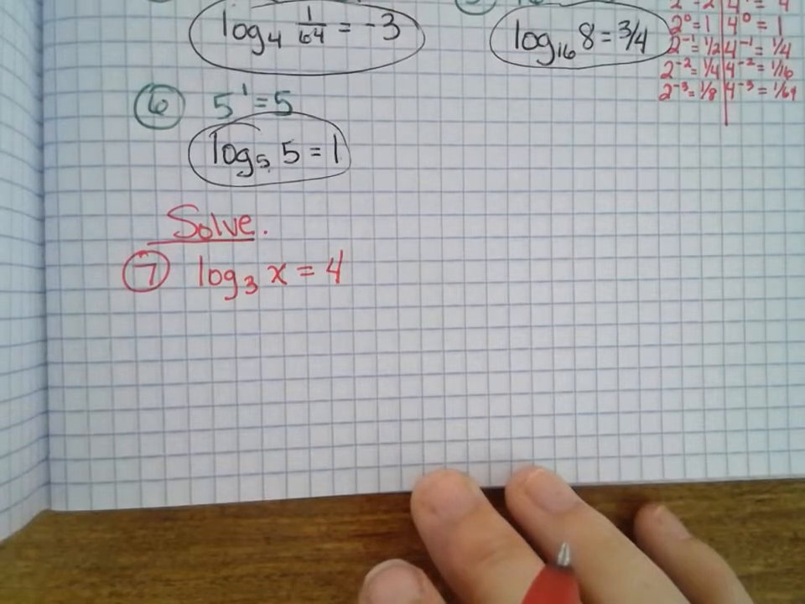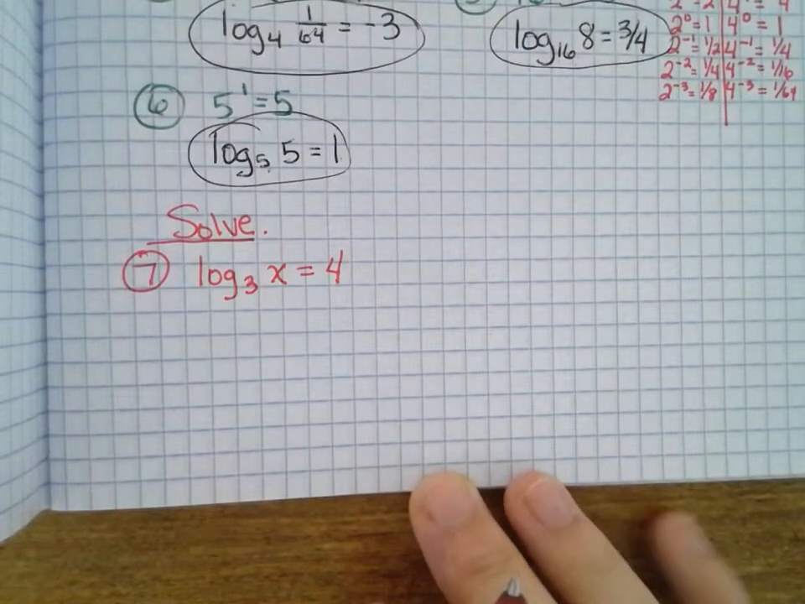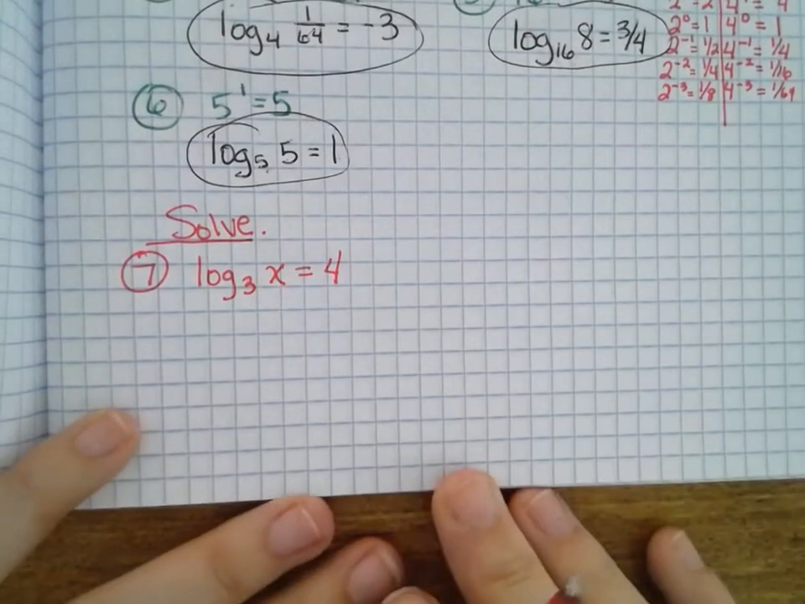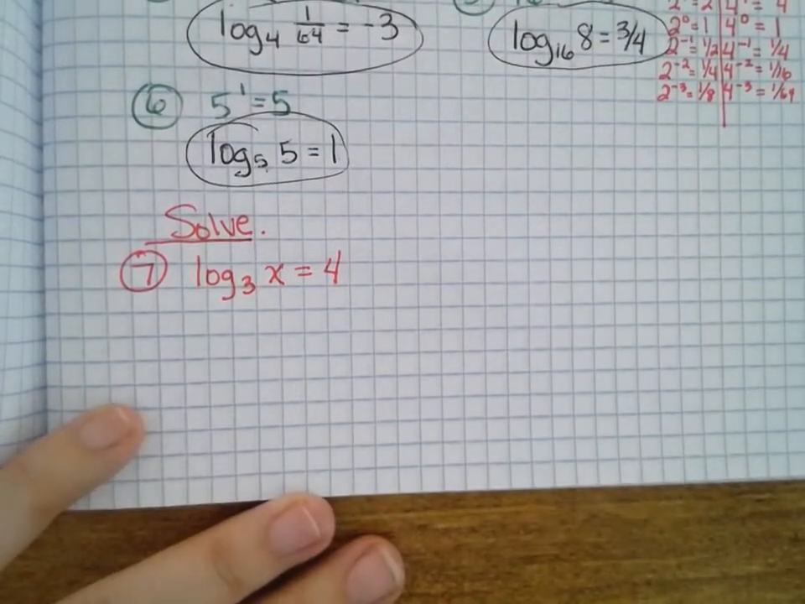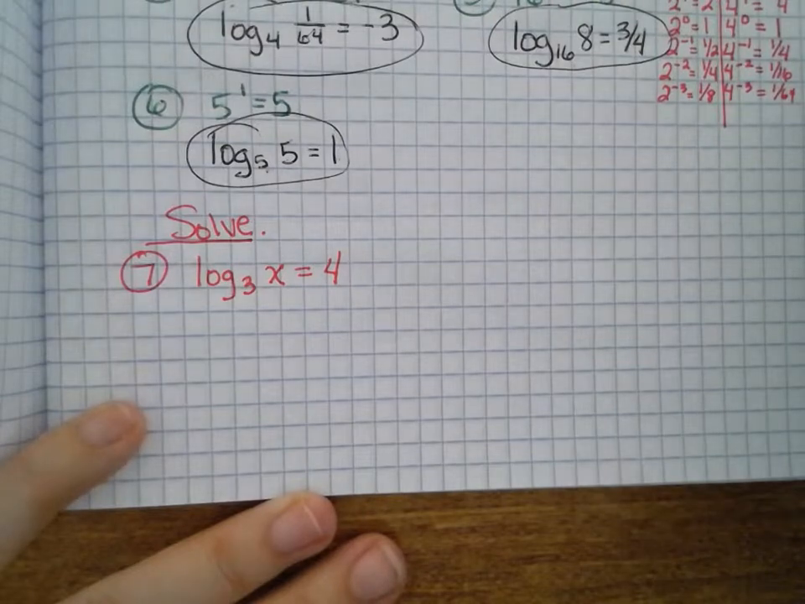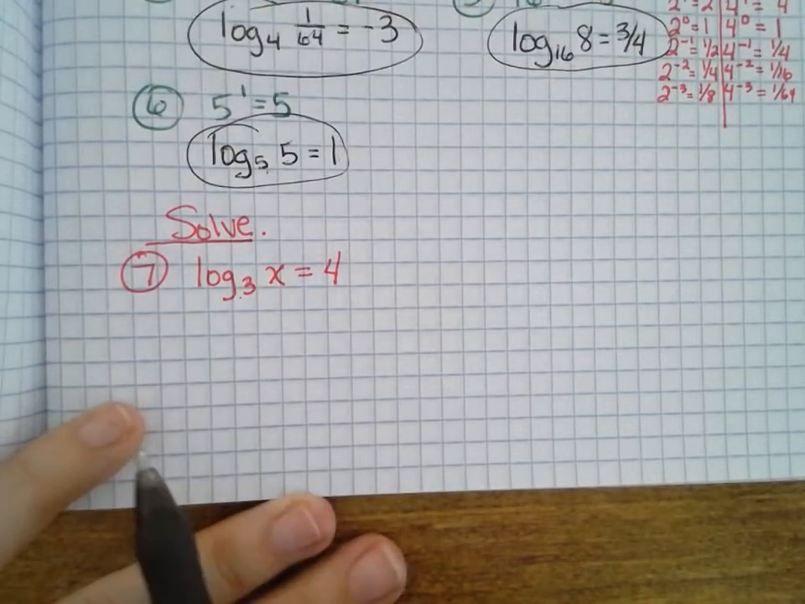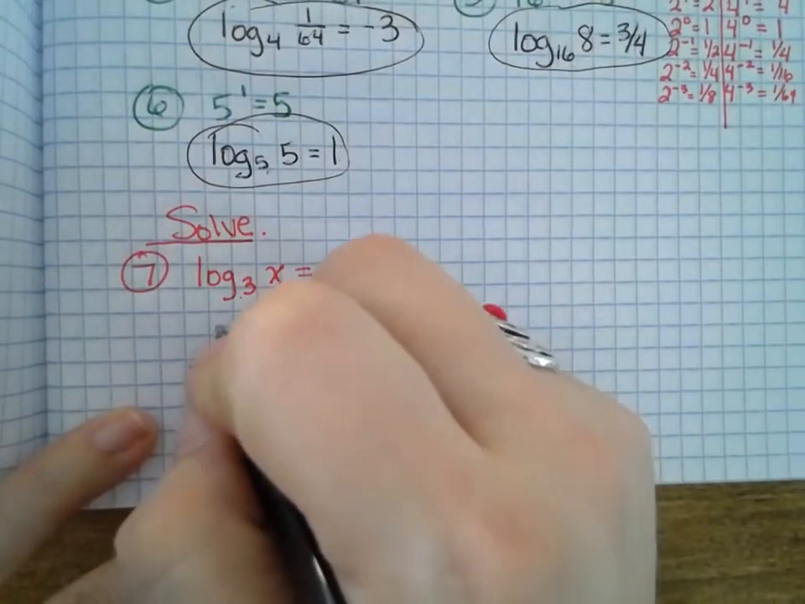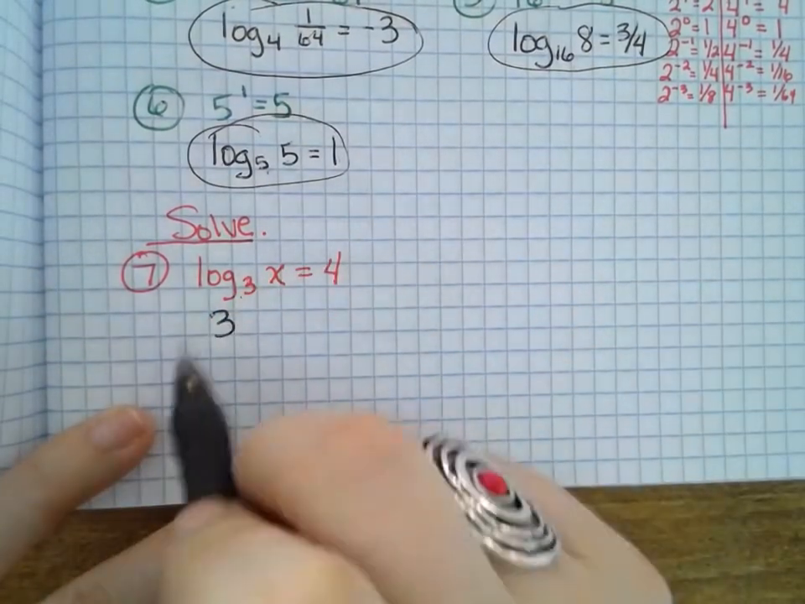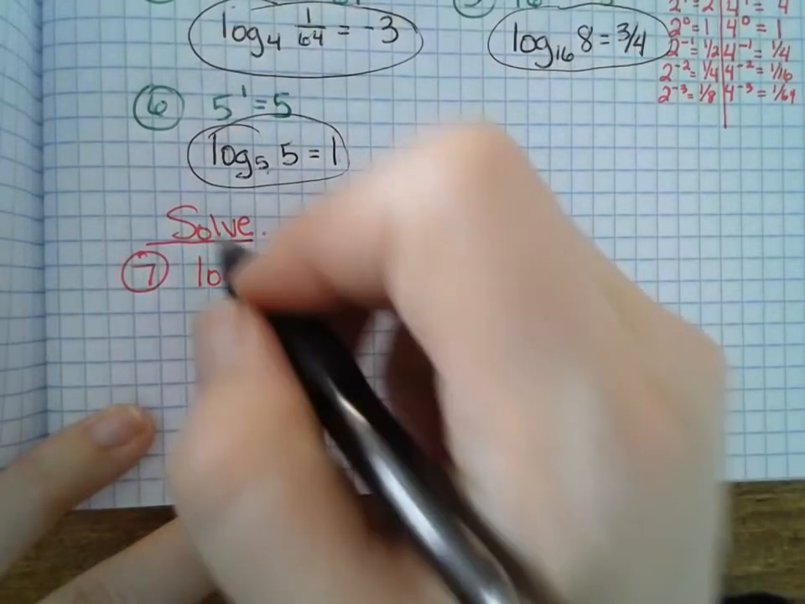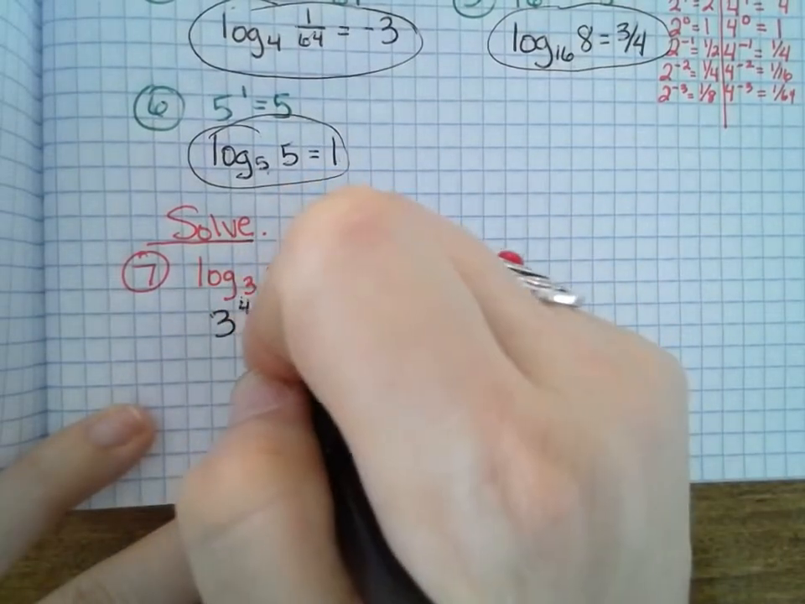And some of you are like, Miss Cleveland, I don't need to rewrite this. I can do this in my head. That's fine, but don't mess up. I would much rather rewrite it and make sure I know what I'm doing. So, I think it's much easier, like I said, to rewrite this into exponential form. What's my base? 3. What comes next? What is the 4? It's an exponent. 3 to the 4th equals x.